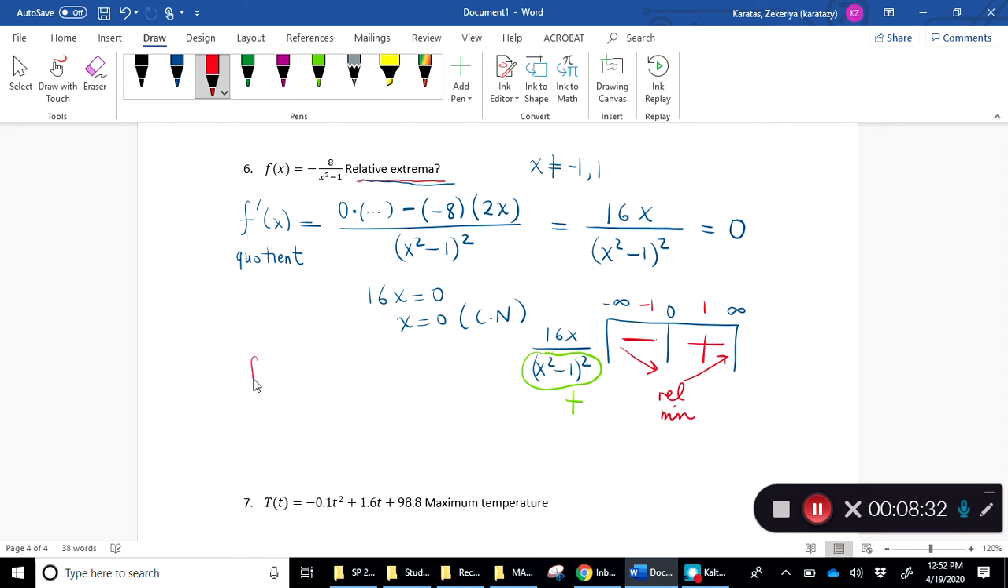And if you plug 0 into your function, it's going to be negative 8 divided by 0 squared minus 1, so it's going to be positive 8. So this function has a relative min at (0, 8). This is how you find the relative extrema only. Increasing and decreasing intervals are not covered for this problem. Okay, this is another example with the rational functions. We have one more example.